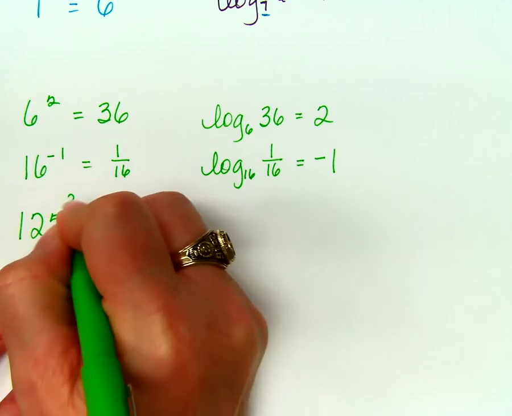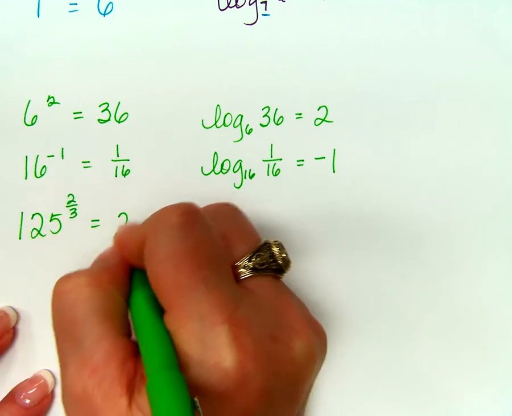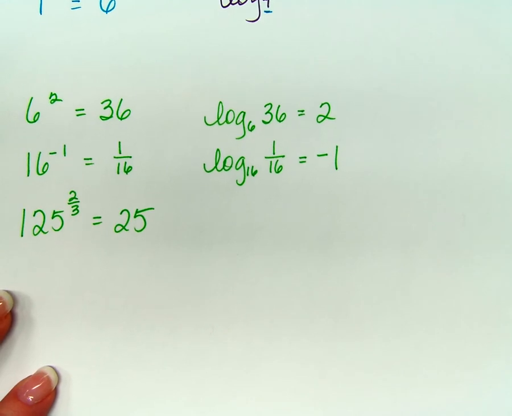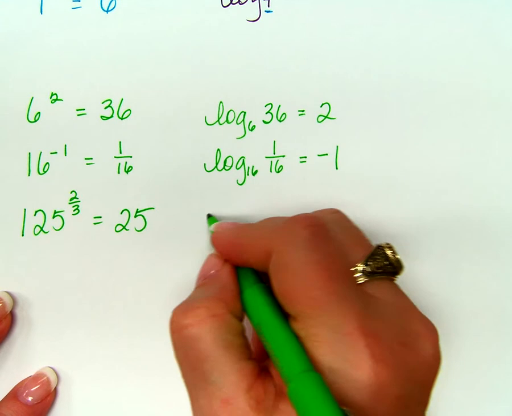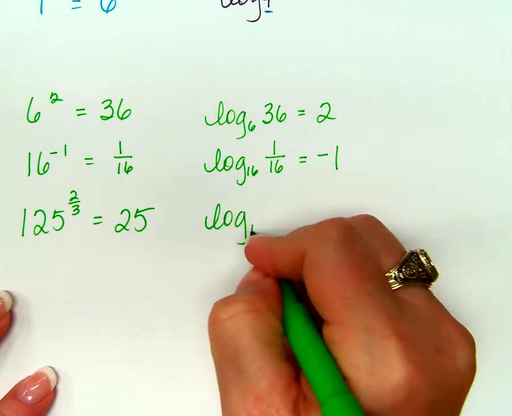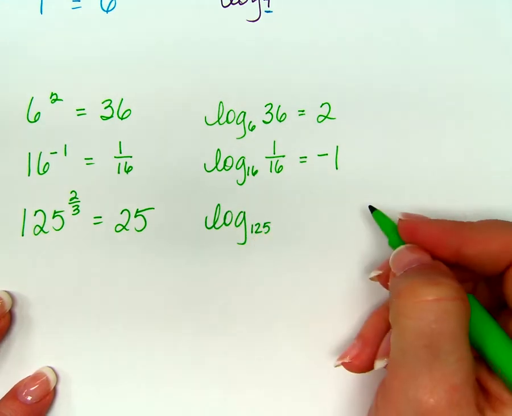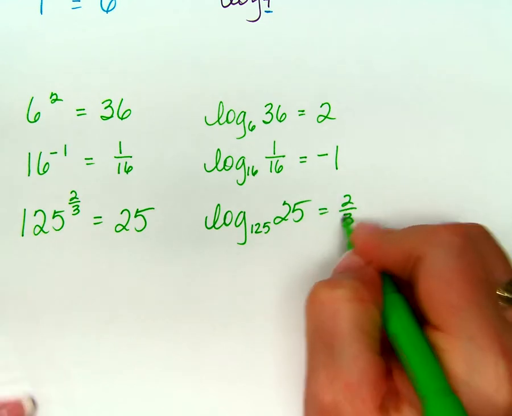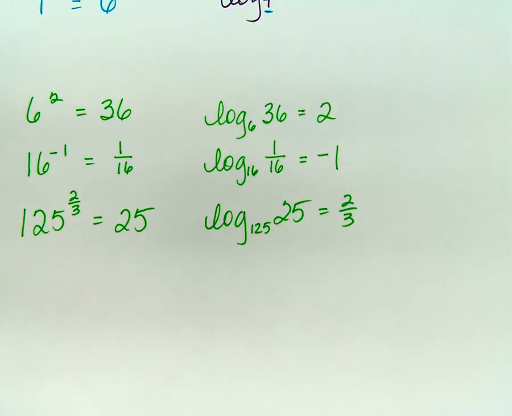125 to the 2/3 power equals 25. Somebody who hasn't spoken. Log base 125 of 25 equals 2/3. You have any questions about that? You're okay about this? Okay, so then here is where we're going.